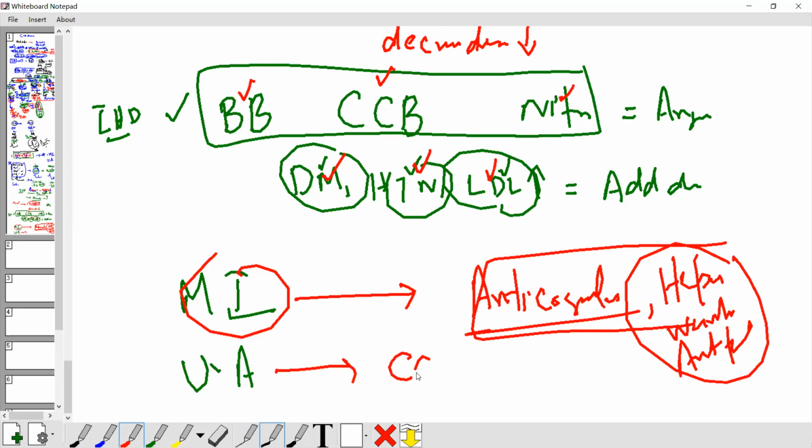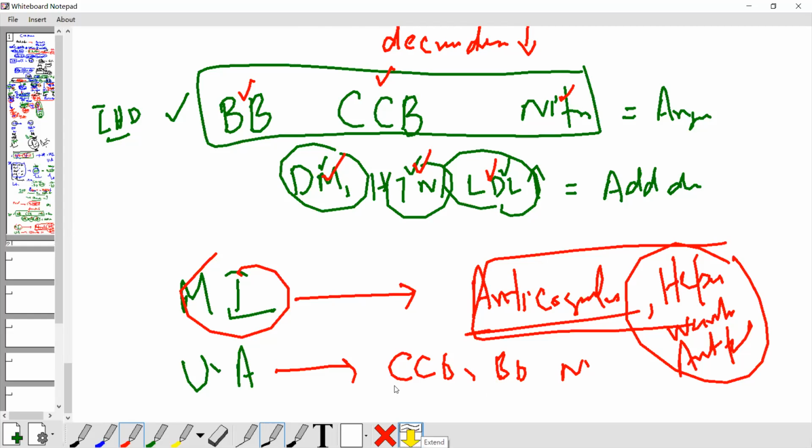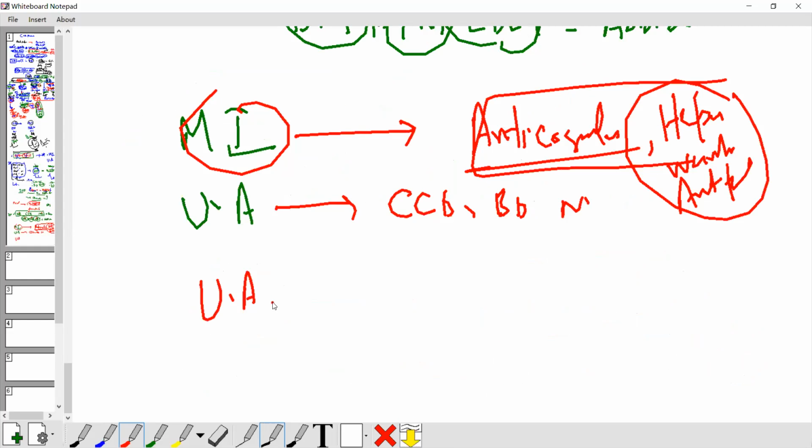In unstable angina, calcium channel blocker, beta blocker, and nitrates. The other drugs to control diabetes, hypertension, and cholesterol are the same. Clear? But for an MI patient, I must give an anticoagulant. This is the key difference between MI and angina. You can see the big therapy difference. Okay, now come here again. Unstable angina. What do you give? Beta blocker, calcium channel blocker.